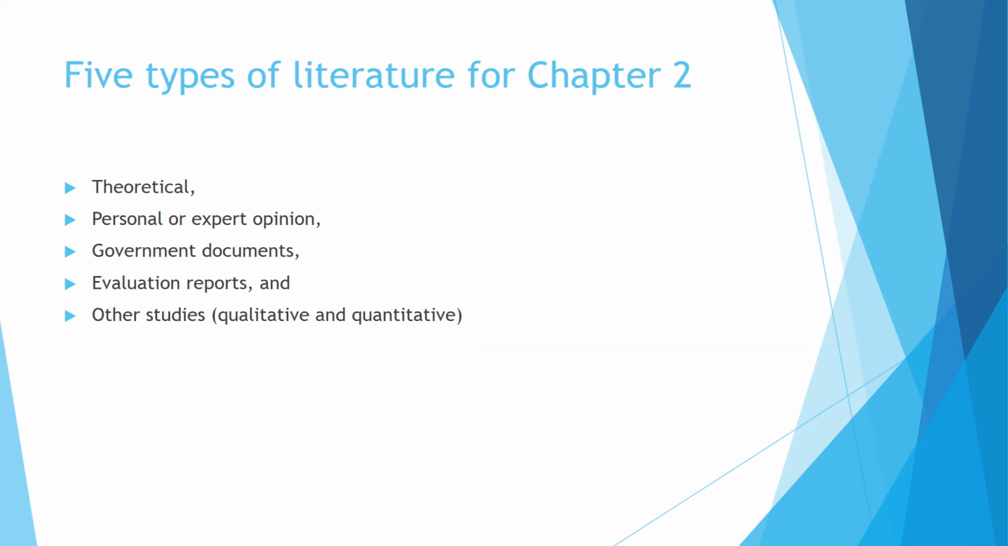There are 5 types of literature that you're going to add into chapter 2. You need to look at the theoretical literature that's out there, magazine articles, journal articles, things like that. You also need to look at those articles or books that contain personal or expert opinion. Any government documents, you can search those obviously through ERIC documents. Any evaluation reports or other dissertations, and look at both qualitative and quantitative dissertations as you go along.